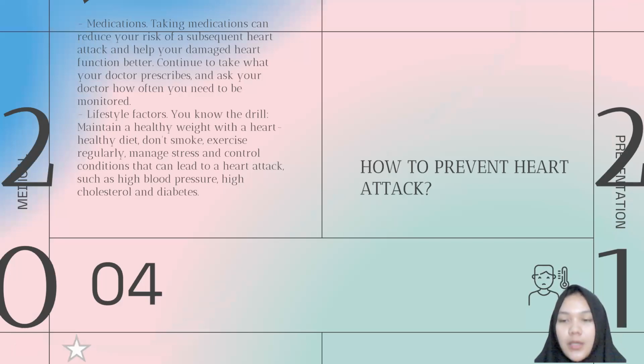And then the last topic is how to prevent the heart attack itself. So the first is medication. Taking medication can reduce your risk of a subsequent heart attack and help your damaged heart function better. Continue to take what your doctor prescribes. So the first step is you have to go to the doctor, consult about your health, and then continue to take what your doctor prescribed and ask your doctor how often you need to be monitored or how often you have to visit your doctor.